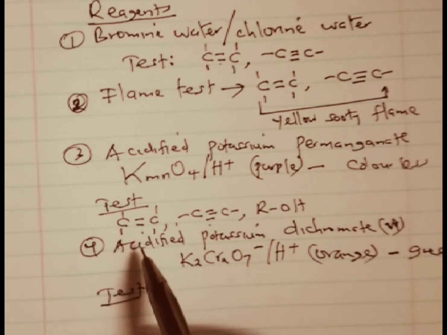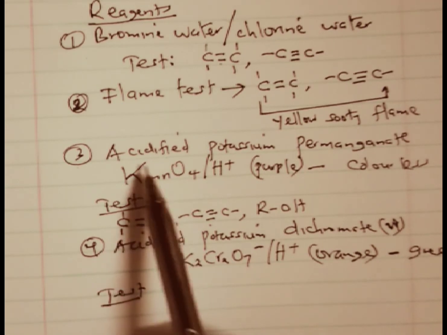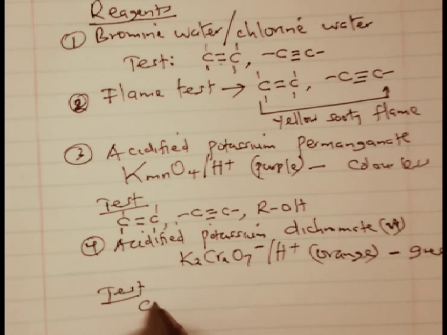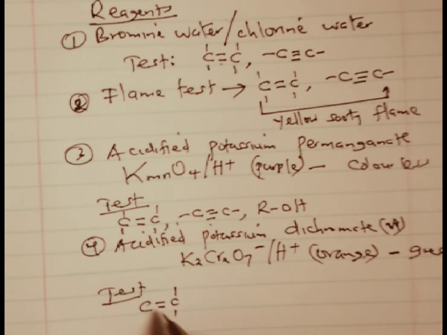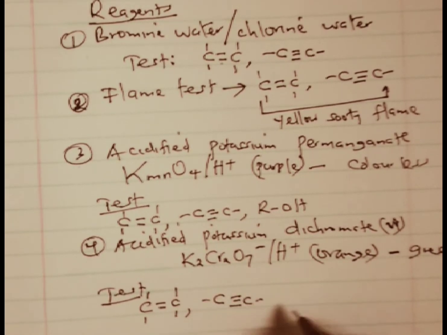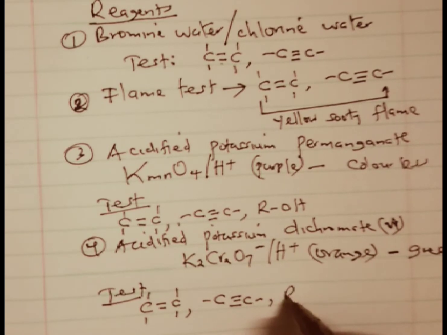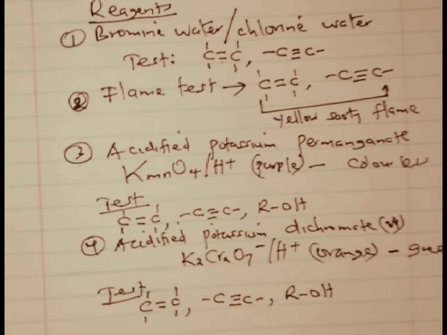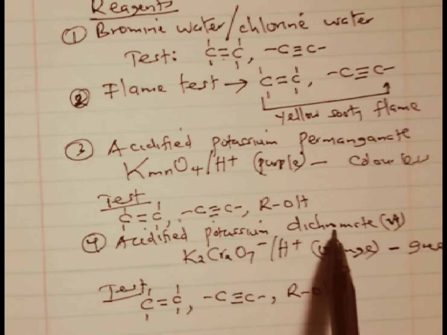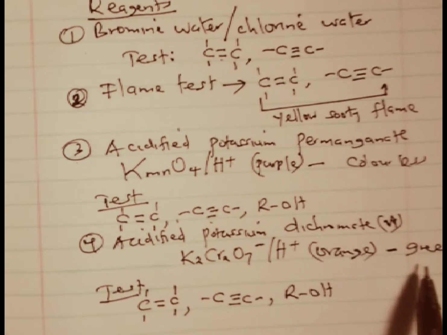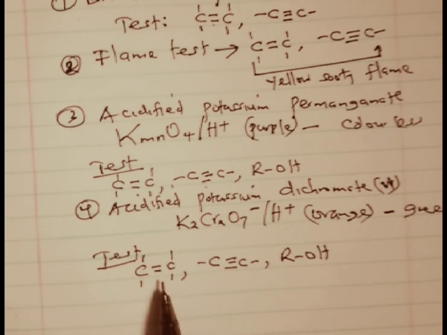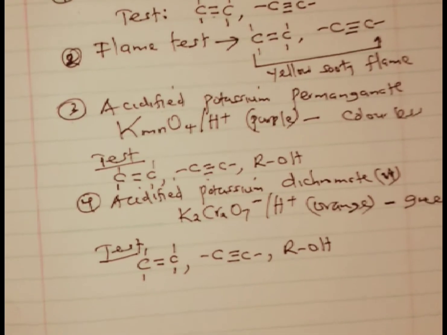This one does the same work as acidified potassium permanganate. So potassium dichromate tests for the C double bond, C triple bond, and also it tests for the presence of alcohols. So remember, the orange color of acidified potassium dichromate is expected to change to green, indicating that that solution could either be an alkene, alkyne, or an alkanol.